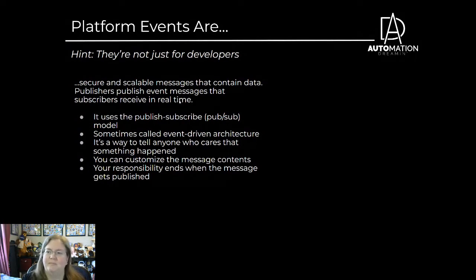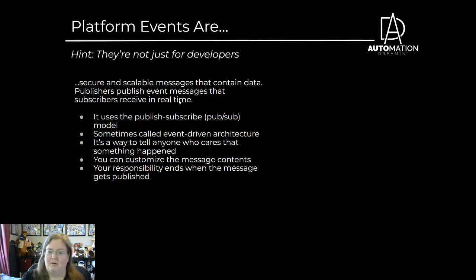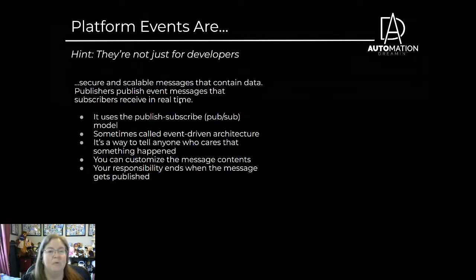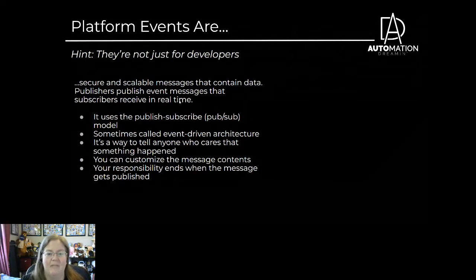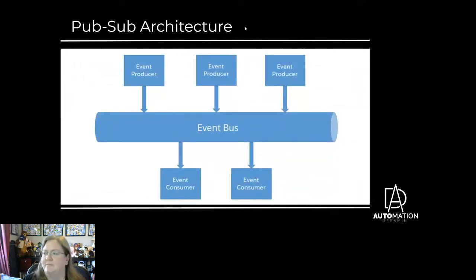So again, the definition is it's a secure and scalable message that contains data. Publishers will publish that event, and then there is a subscriber that will receive that event message in real time. Great, that was super dry. So really, it's a way for us to post a message that something happened. And when we post a message that something happened, people who care about it can be notified, and then they can go and do whatever it is they need to do because that event actually happened and we told them about it.